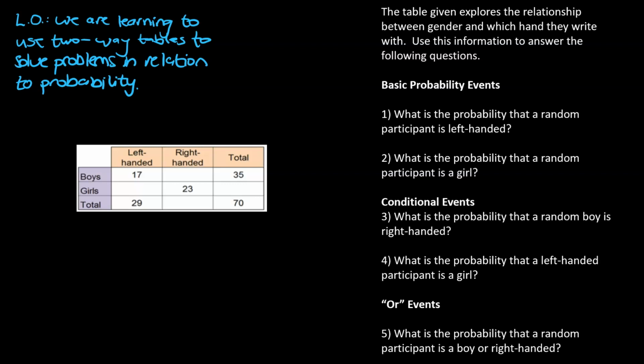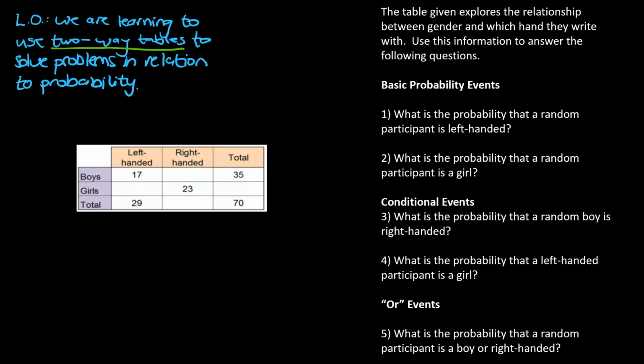Today's learning objective is in blue, and we are learning to use two-way tables to solve problems in relation to probability. I've underlined that phrase, two-way tables, because that's the gist of what we're going to be focusing on today. To support our learning, we've got an example of a two-way table, which we'll go through and explain its properties. Then, linking with that example, we've got a whole bunch of questions where we're going to practice using the tables to answer certain questions.